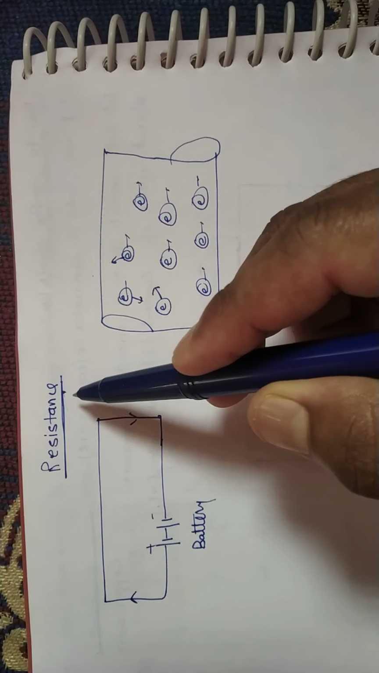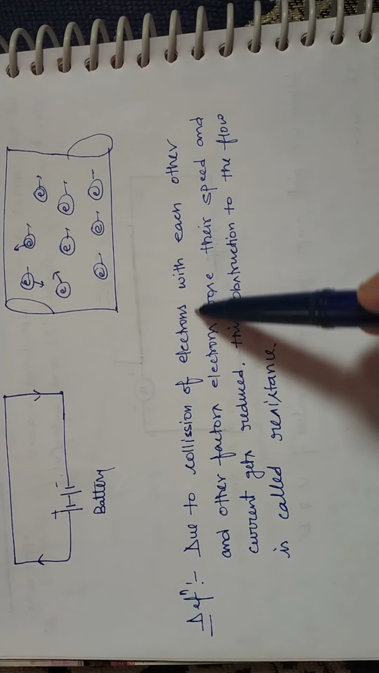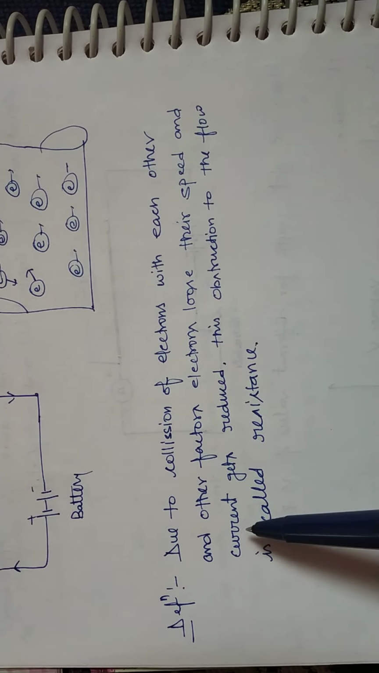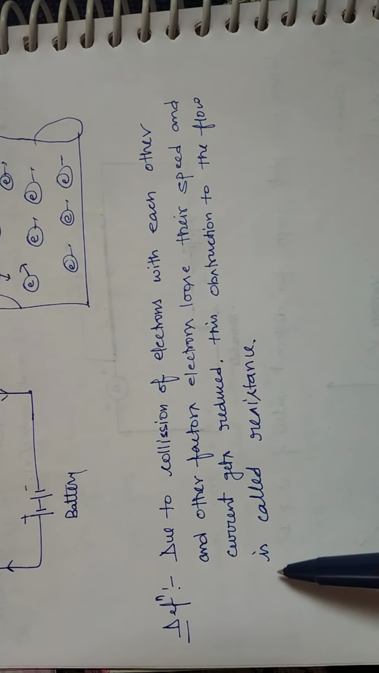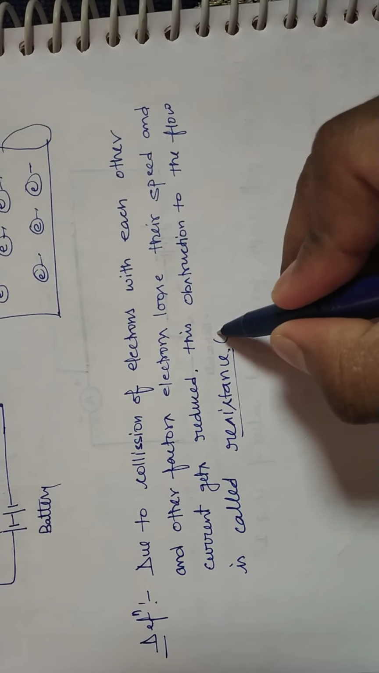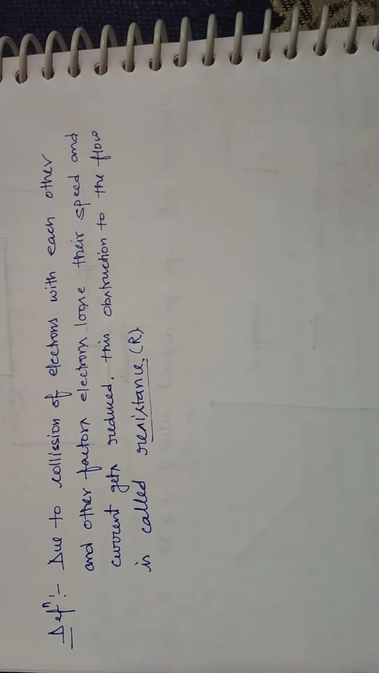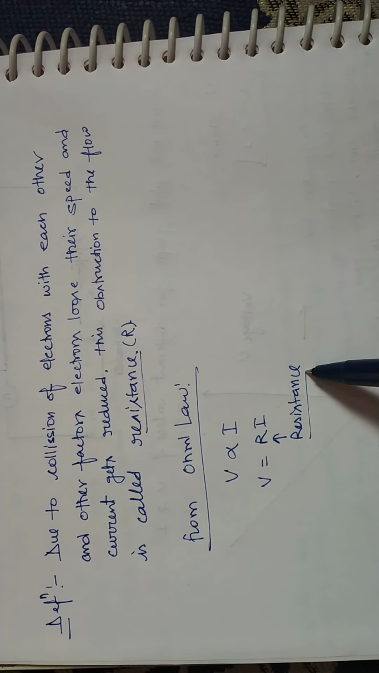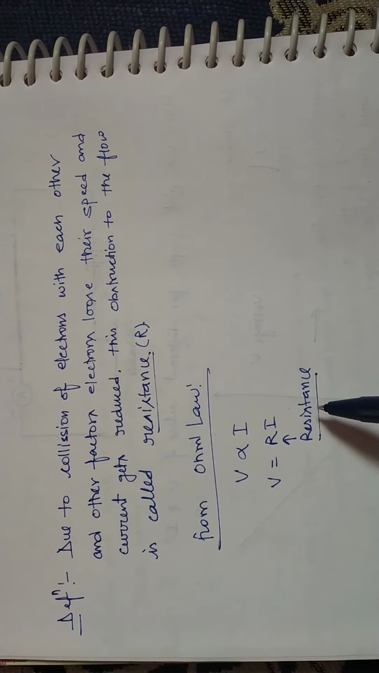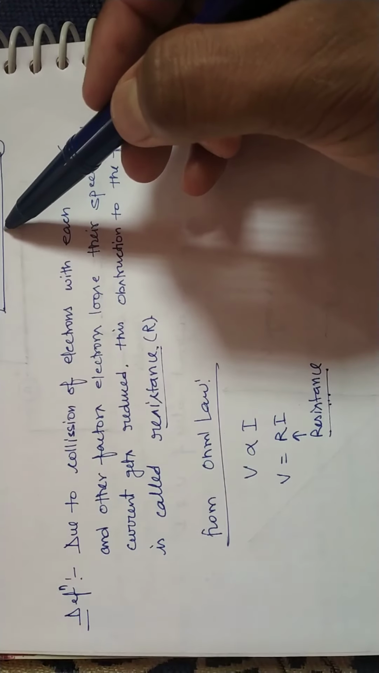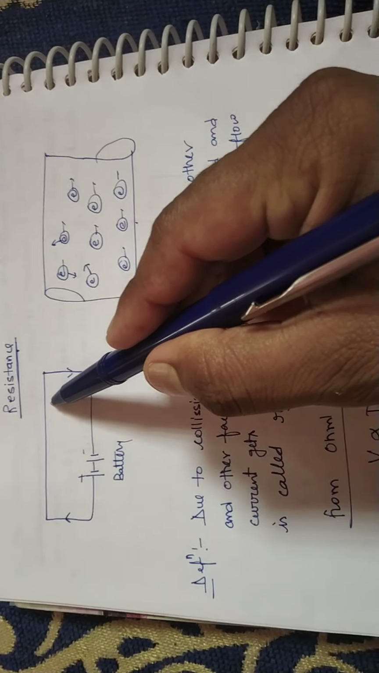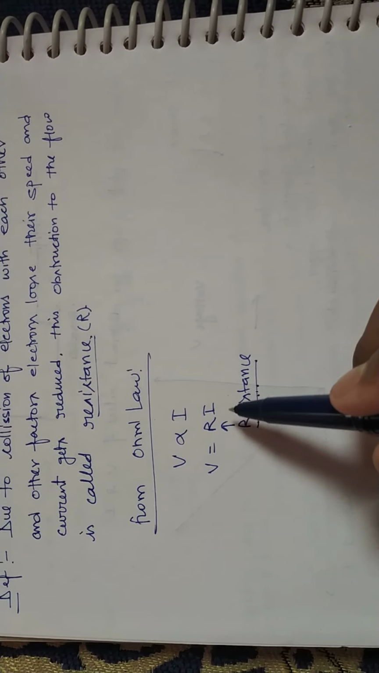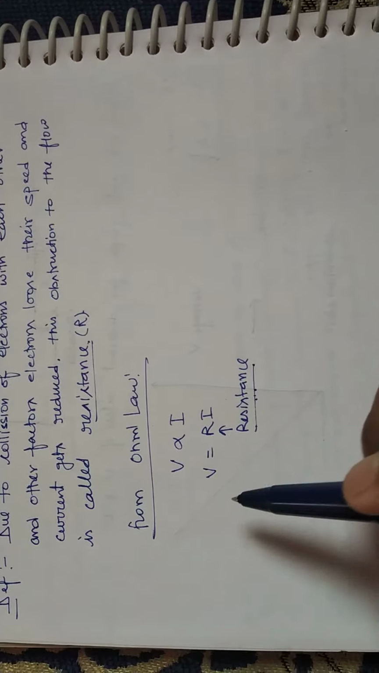So resistance can be defined as follows. Due to the collision of electrons with each other and other factors, electrons lose their speed and current gets reduced. This obstruction to the flow is called resistance. It is represented by R. Now from Ohm's law we know that V is proportional to I. If we remove this I, this R is a constant and this is the resistance, and it depends on so many factors, but it remains the same for this particular wire, the material of the wire we are using to make it. Now we can find out the units of resistance as well as the definition of R by this formula.